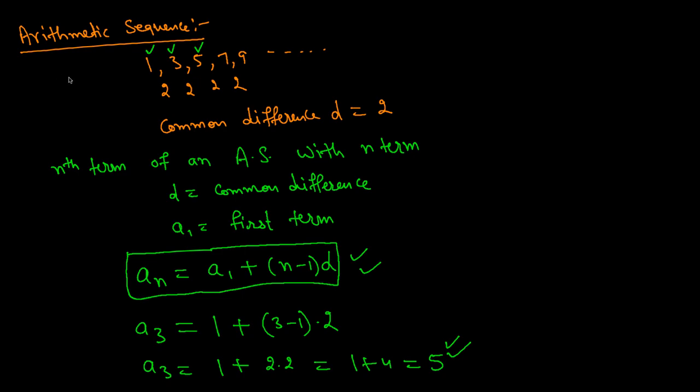Okay, let's write the rule for a geometric sequence. You will see the difference between arithmetic and geometric right now. In a geometric sequence, each term is found by multiplying the previous term by a common ratio, and we represent it by r.